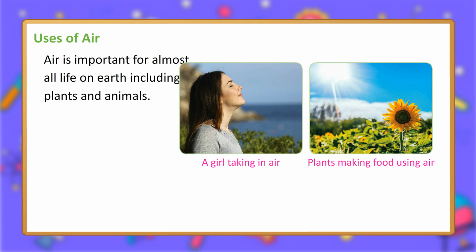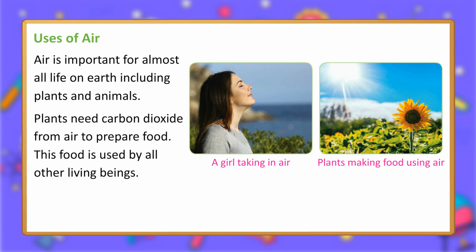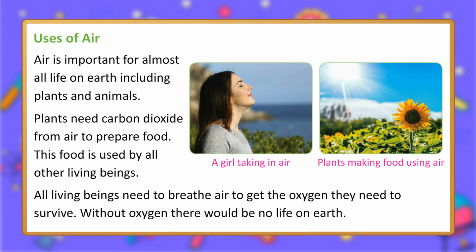Uses of air. Air is important for almost all life on Earth, including plants and animals. Plants need carbon dioxide from air to prepare food. This food is used by all other living beings. All living beings need to breathe air to get the oxygen they need to survive. Without oxygen, there would be no life on Earth. A girl taking in air. Plants making food using air.